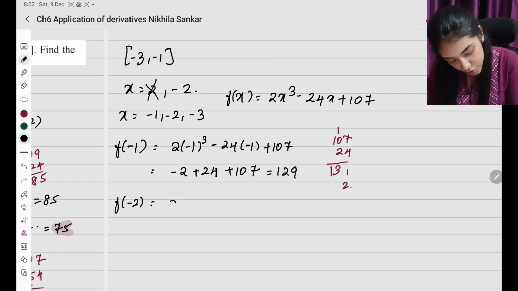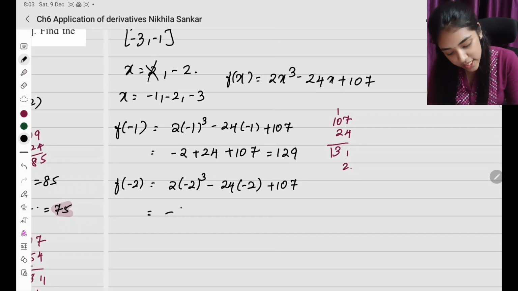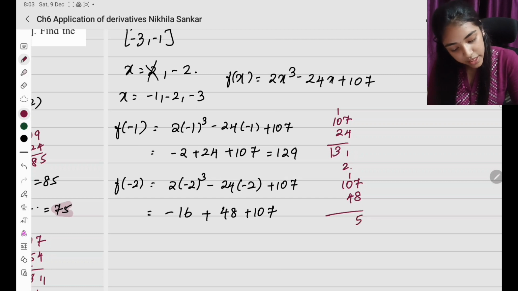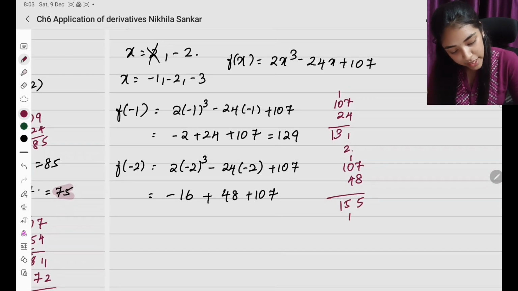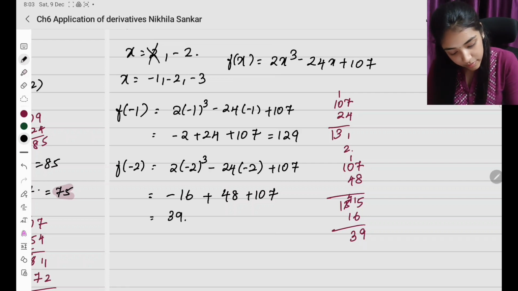Now f of minus 2. So 2 times minus 2 cube minus 24 into minus 2 plus 107. Be very careful with the sign. 2 cube is 8, 8 2s are 16, minus 16 plus 24 2s are 48 plus 107. Now when I add 107, 48, 155 minus 16. So when I subtract, 15 minus 6 is going to be 9 and 4 minus 1 is 3. I have a 1 here, so it's going to be 139.